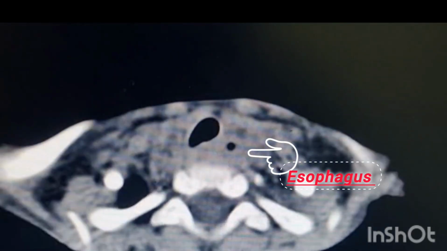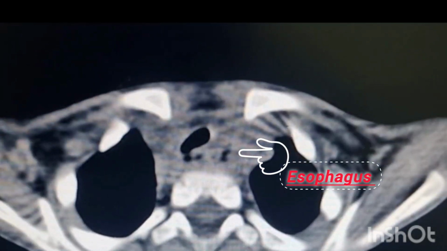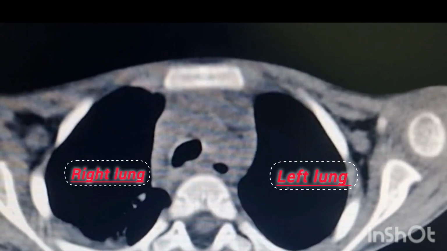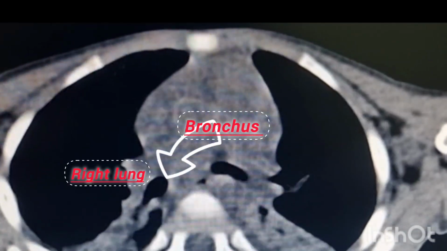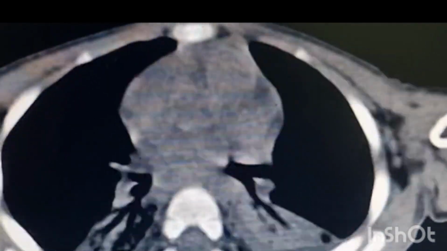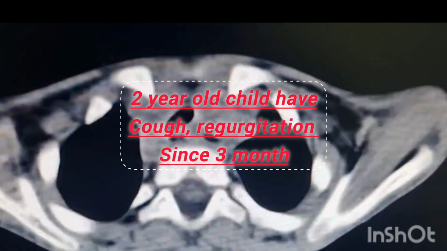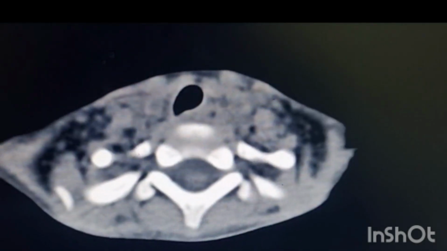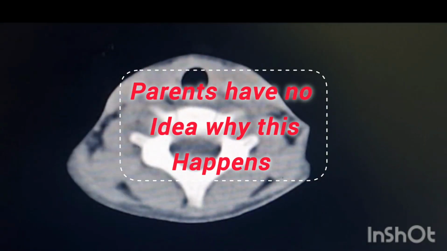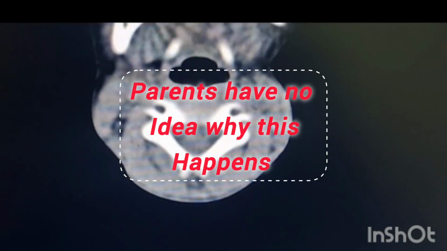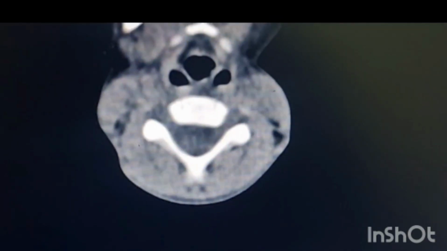Today's case is tracheoesophageal fistula, but this is not a congenital tracheoesophageal fistula case. This is a case summary of a 2-year-old male child who has complaints of cough, difficulty in eating with regurgitation of food. When we do an X-ray in this child, we find a coin stuck in the esophagus.